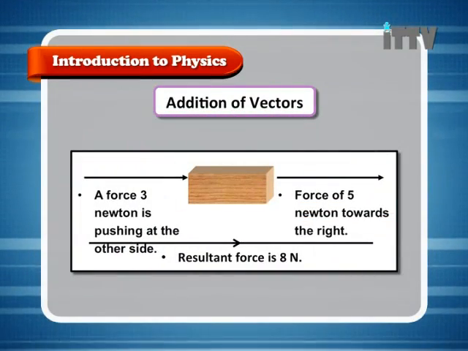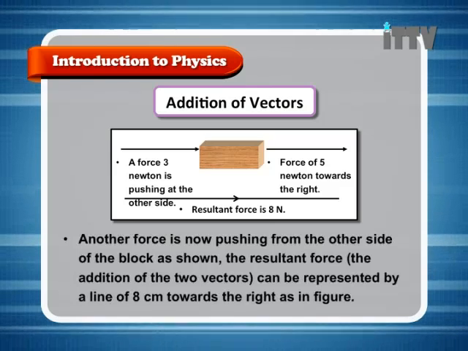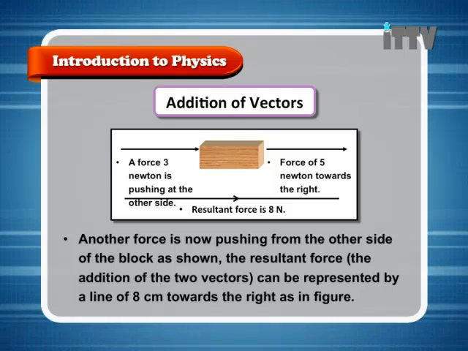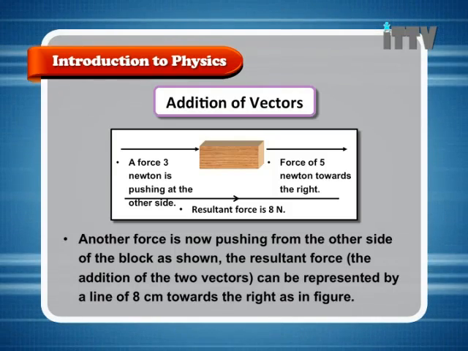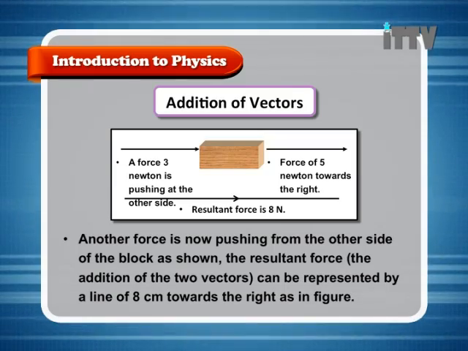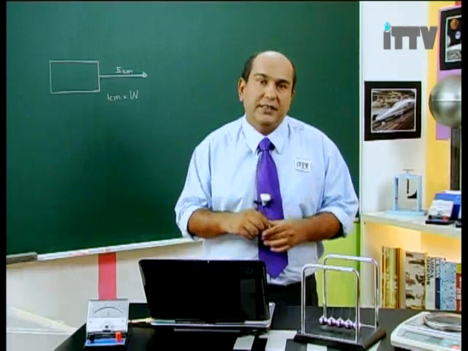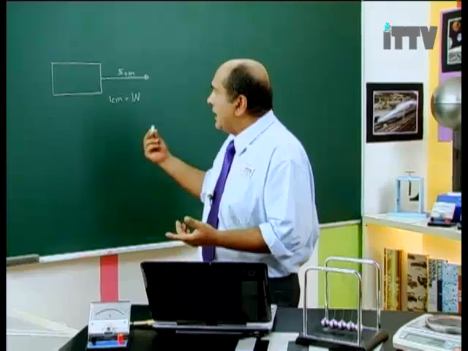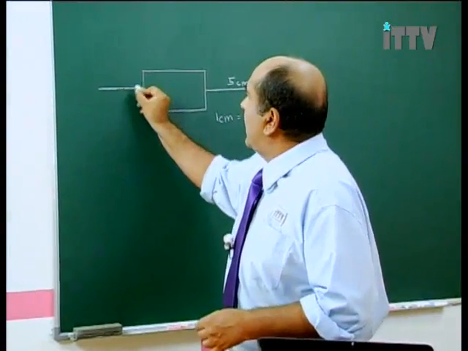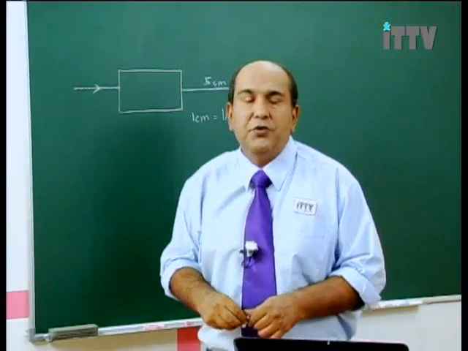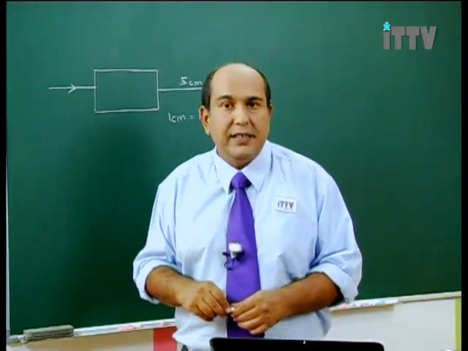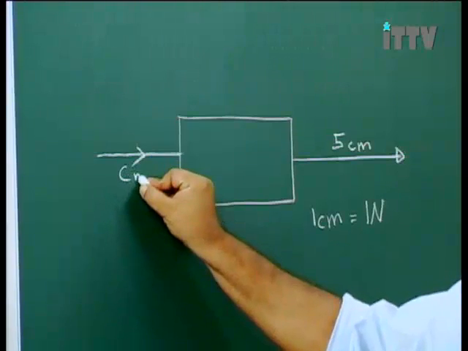Addition of vectors. Another force is now pushing from the other side of the block as shown. The resultant force, the addition of the two vectors, can be represented by a line of 8 centimeters towards the right as shown. So if you have two forces acting on an object, we are adding another force here. Let me draw it in. We have another force coming in on this side, and this force is 3 newtons. So this line over here should be 3 centimeters in length.